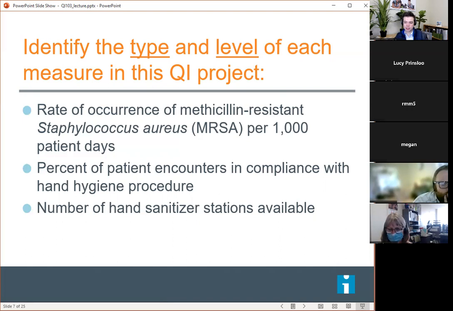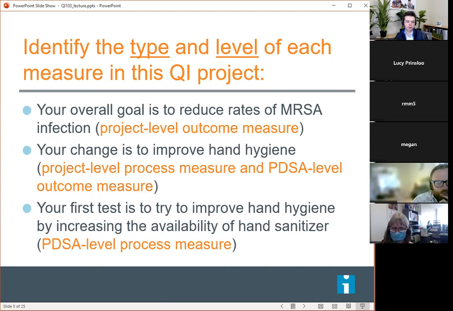Okay, so Sam says the first one is outcome and a project level measure. Second is a process PDSA level. And third, maybe a balancing. Okay, let's see what the answers are. So yeah, the first one is a project level and it's an outcome measure. If that happens, that's what we want to achieve. So that's a good outcome. And yep, it's what the project would go on about. So that one is straightforward.